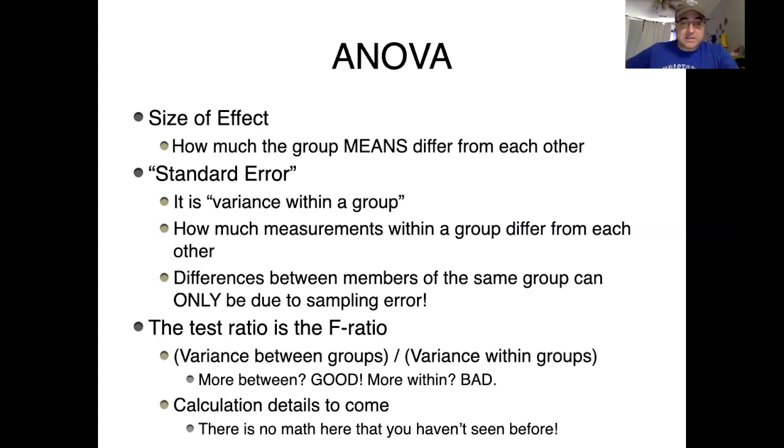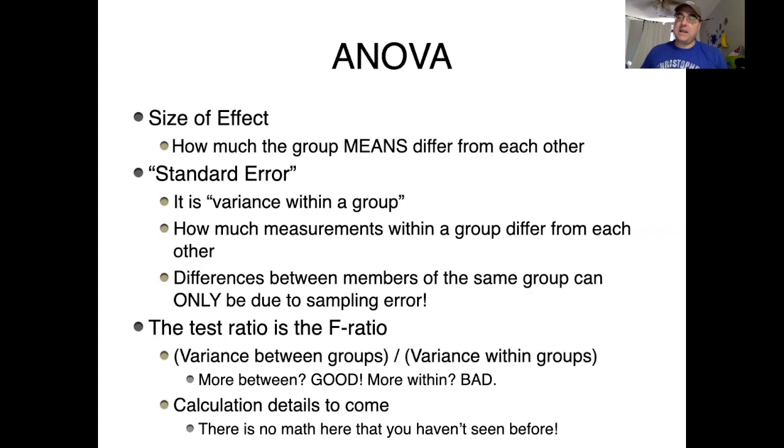Our test ratio this time is not a T, it's not a Z. There's a new statistic in town. It is F. This is going to be the F ratio. So we're going to figure out how much difference there is between the groups. Then we're going to figure out how much difference there is between the members within each group, and we'll make a ratio out of that. Okay? That's all there is to it.